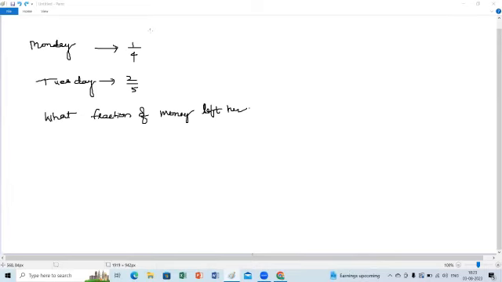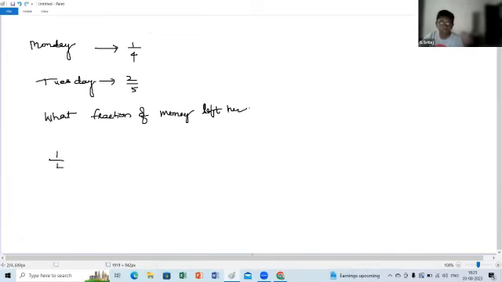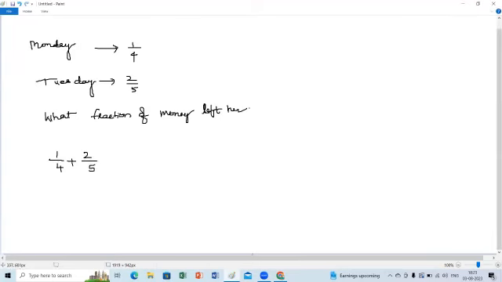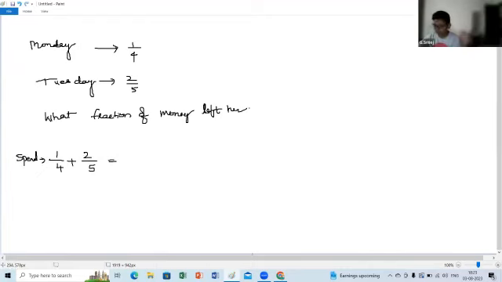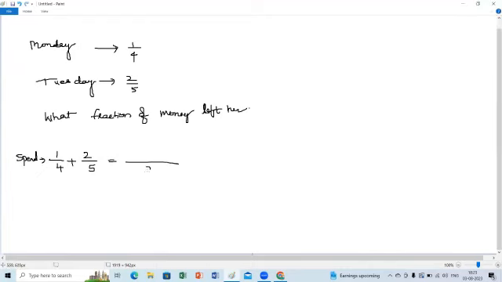I'll help you, children. How much did she spend on Monday? 1/4. On Tuesday? 2/5. Together, how much did she spend? 13 by 20. The LCM is 20. 5 plus 8, which is 13 by 20, she spent. That means out of 20 portions, she spent 13 portions.